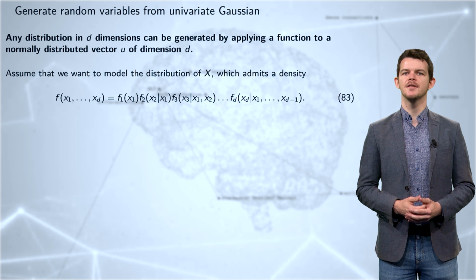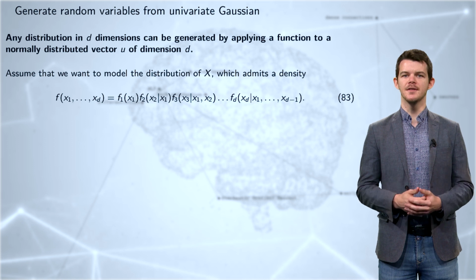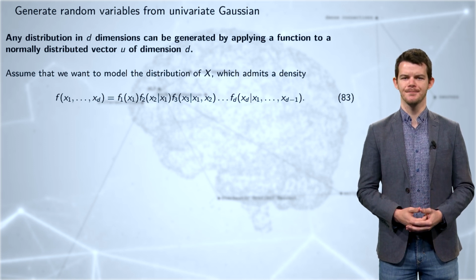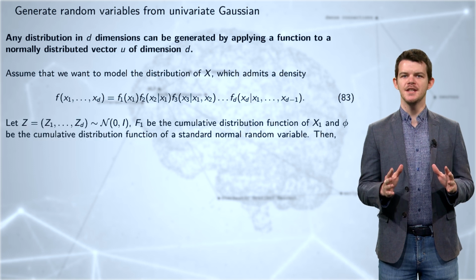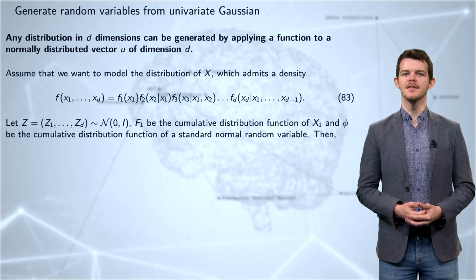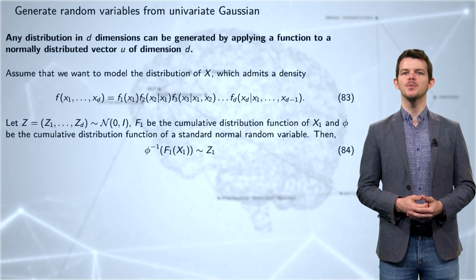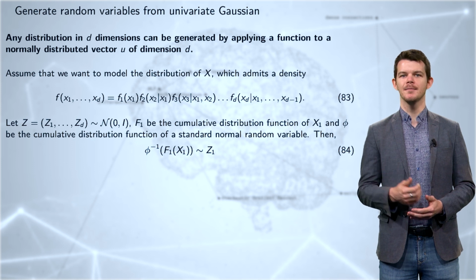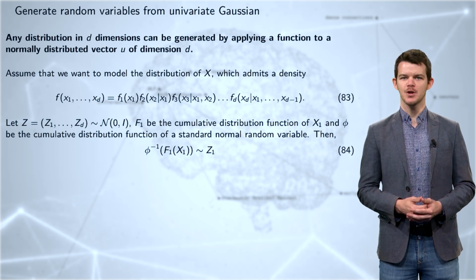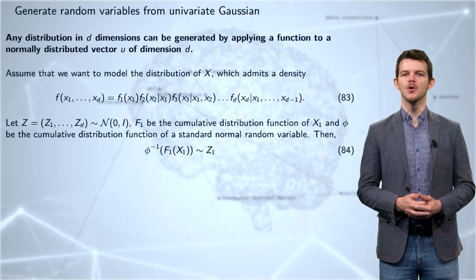Assume that we want to model the distribution of x which has the following density f. You can decompose the density as a product of conditional densities. Now, consider the vector z distributed as a Gaussian vector of mean 0 and of covariance matrix identity. Let f1 be the cumulative distribution function of x1 and phi be the cumulative distribution function of a standard normal random variable. Then you know that f1 applied to x1 follows a uniform distribution on the interval 0, 1, and this is the same for phi of z1.